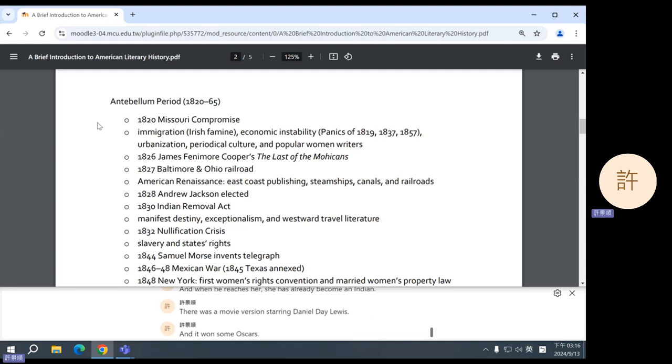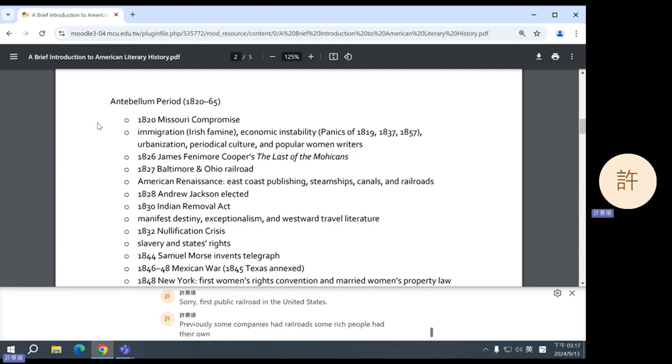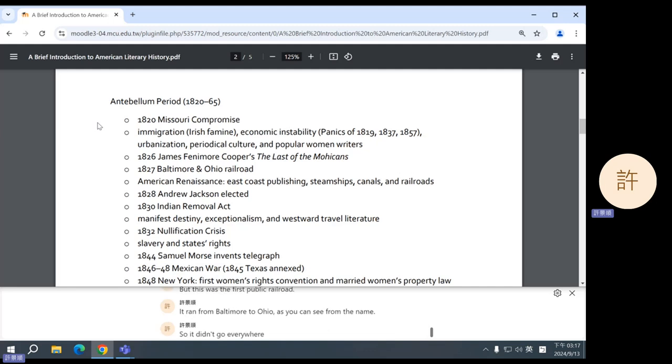In 1827, the Baltimore and Ohio Railroad began operation. This was the first public railroad in the United States. Previously, some companies had railroads, some rich people had their own railroads, but this was the first public railroad. It ran from Baltimore to Ohio, as you can see from the name. So it didn't go everywhere. But these two locations were very important.